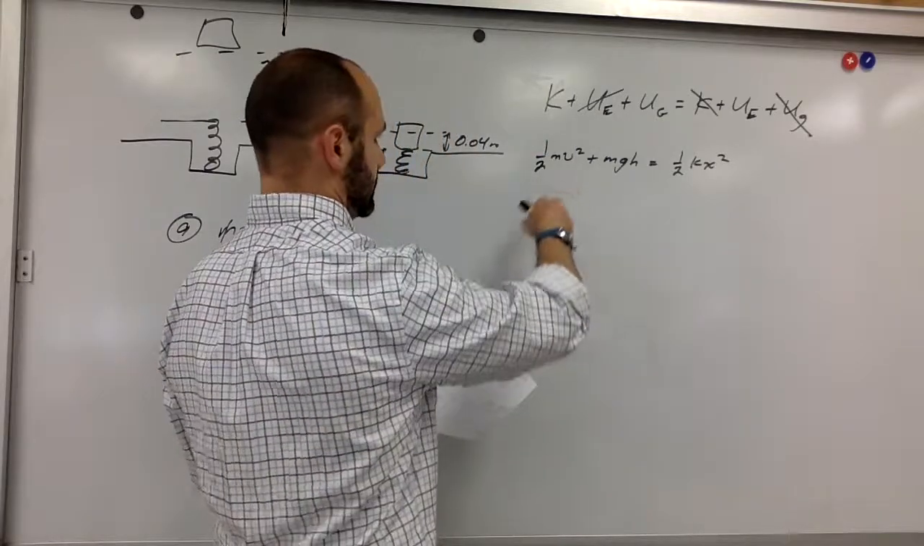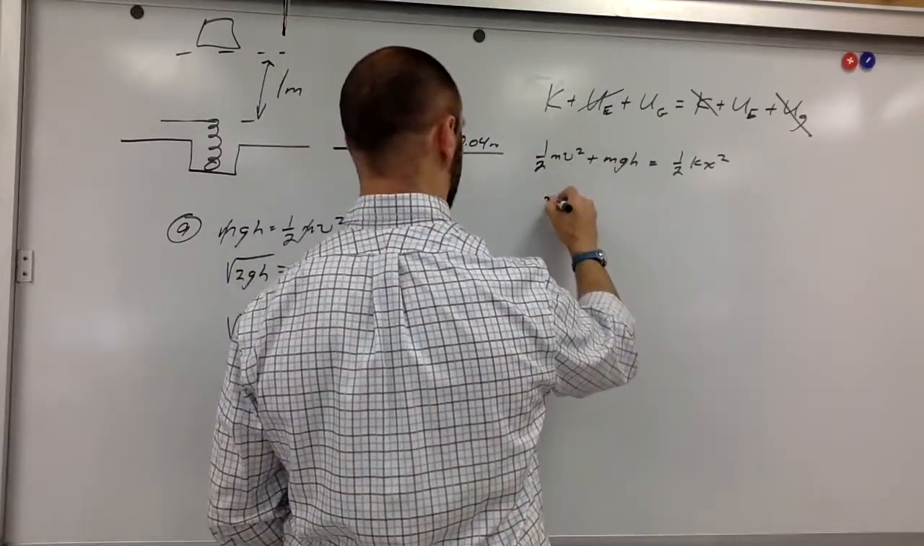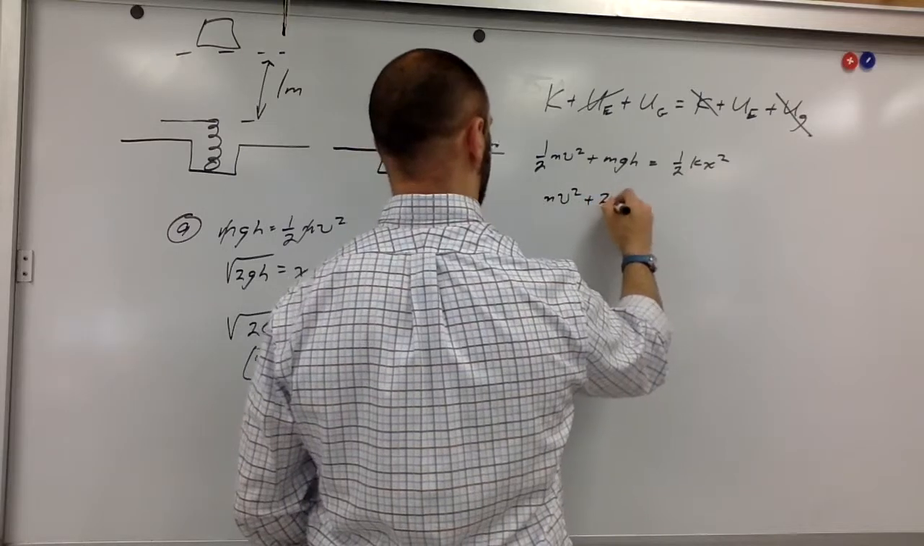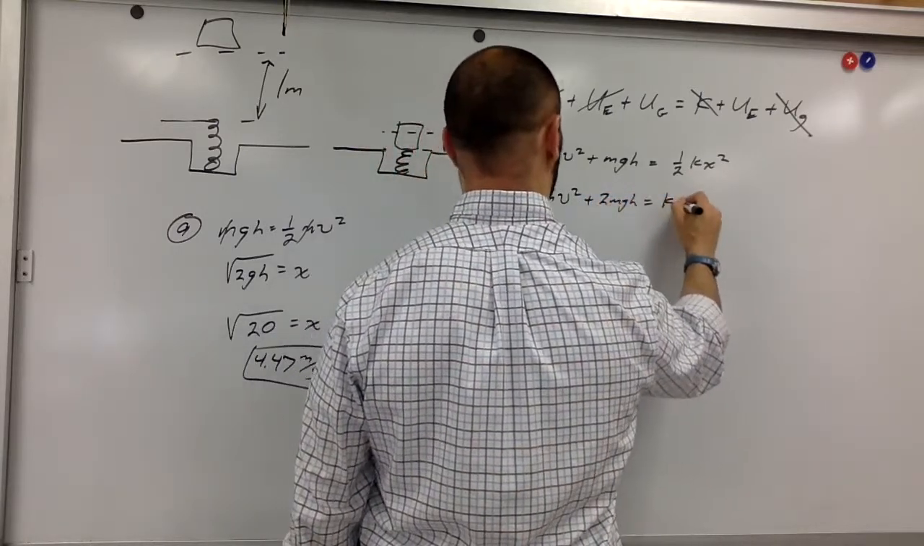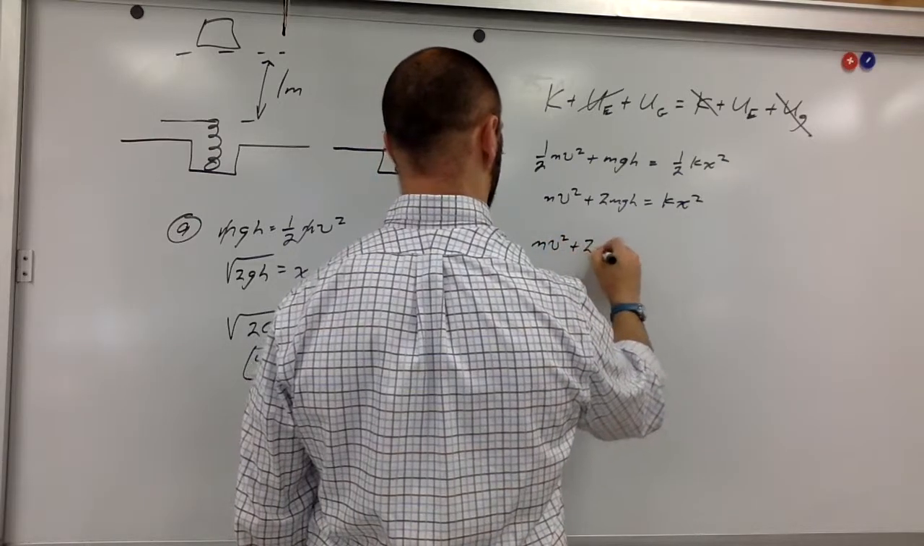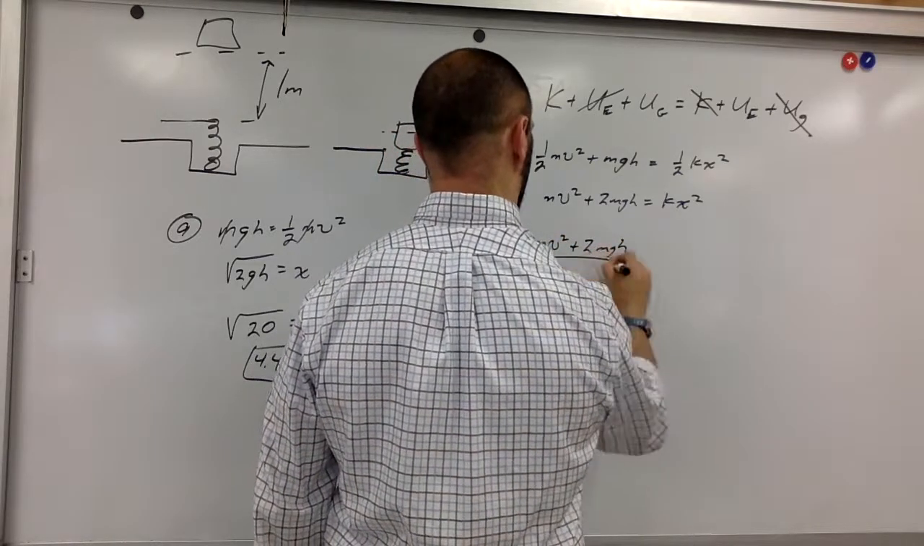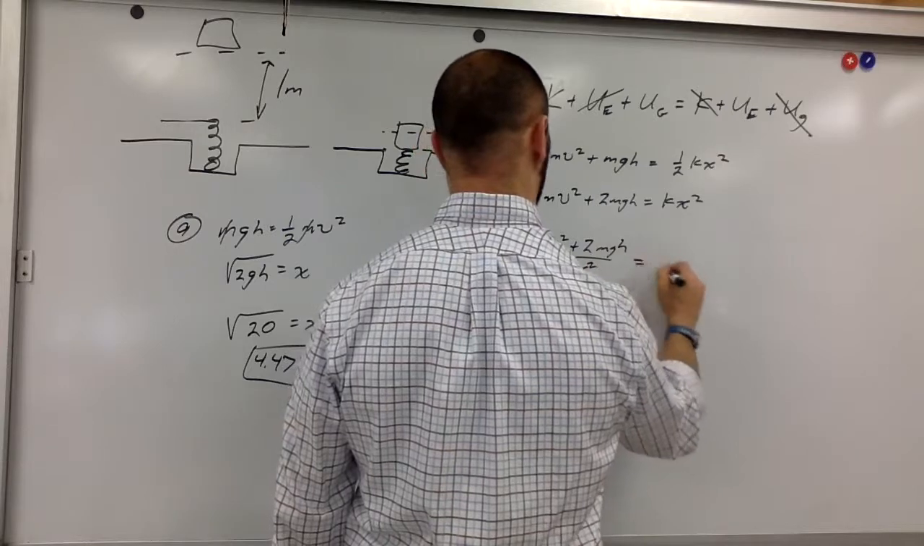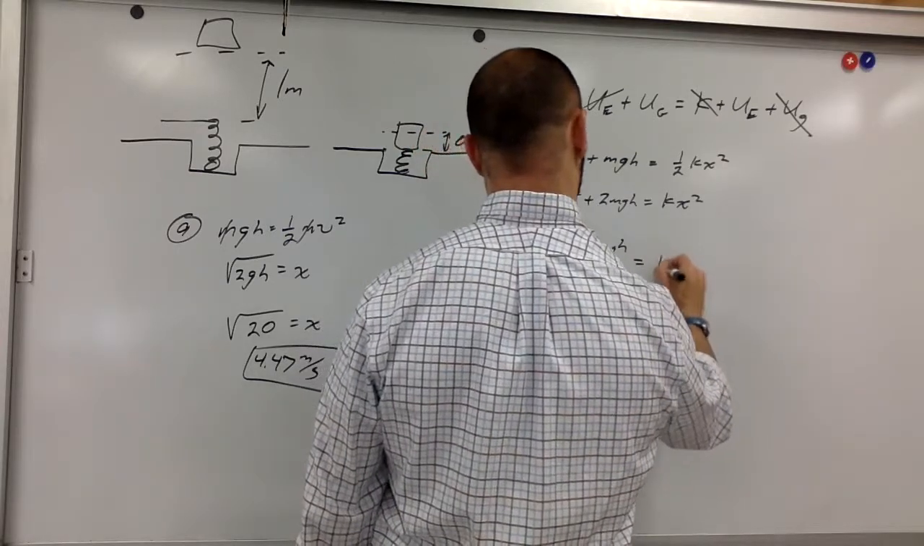But if we leave this, I can multiply everything by 2. I just want to simplify as much as I can. Plus 2 mgh is kx squared. So this is going to be mv squared plus 2 mgh over x squared equals k.